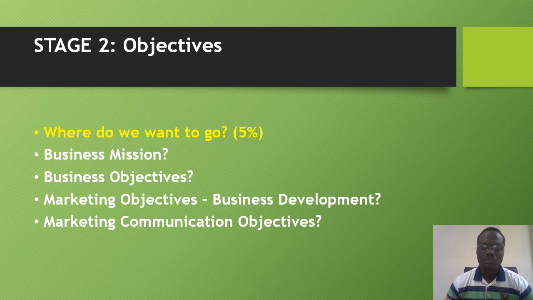Now, what is your business mission and vision? What are your business objectives? What are the marketing objectives that you have set out for yourself? In some jurisdictions, they will say business development. And of course, it's ideal to know what your business model is all about.